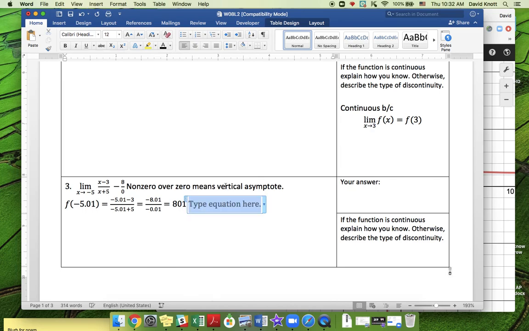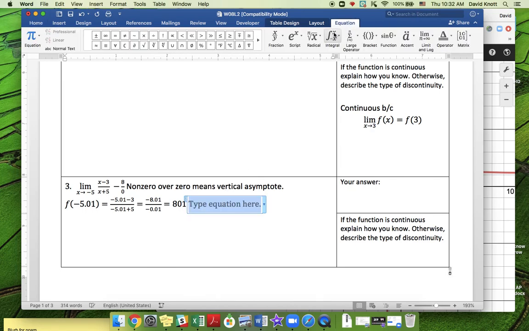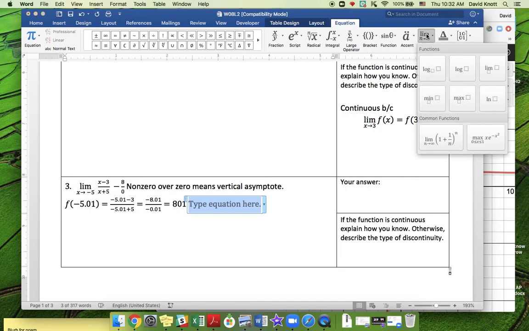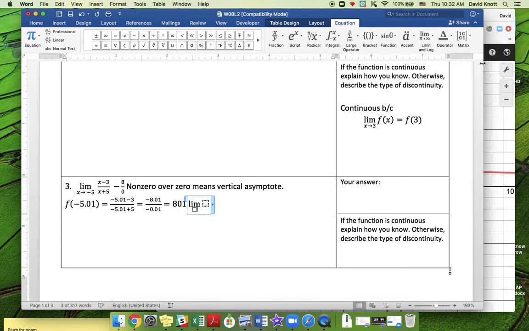I can represent that using notation by writing the limit as x approaches negative 5 from the left is equal to positive infinity.